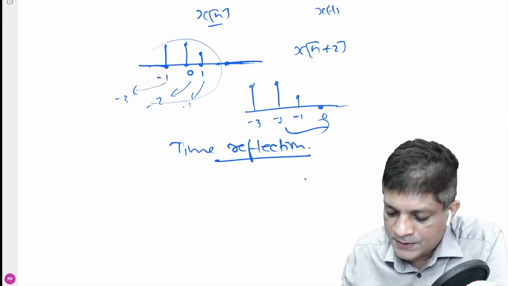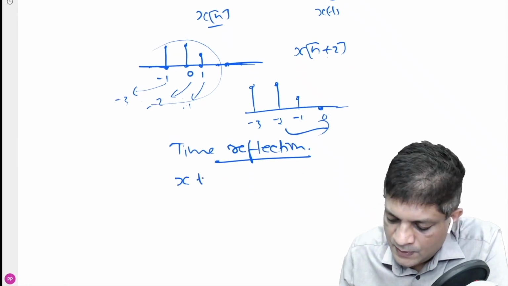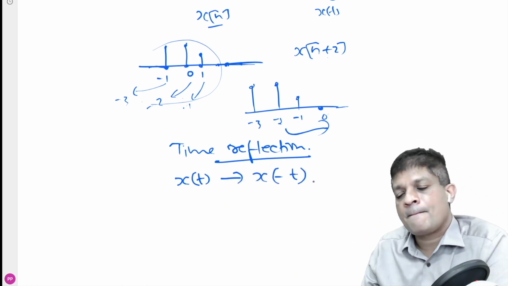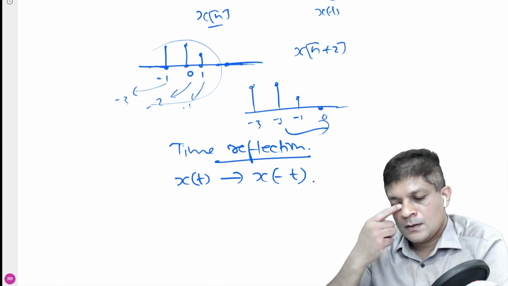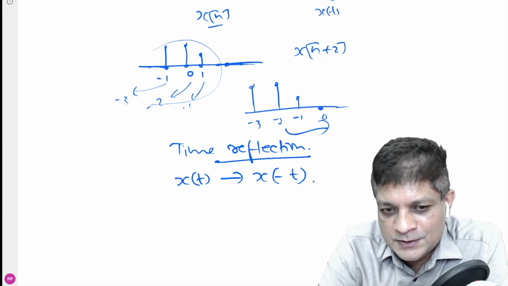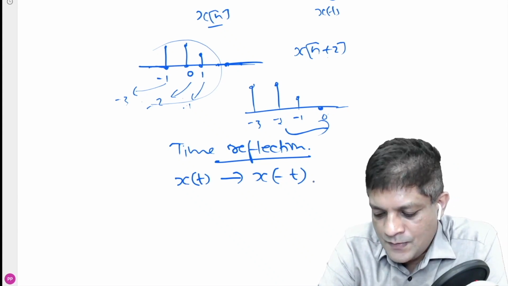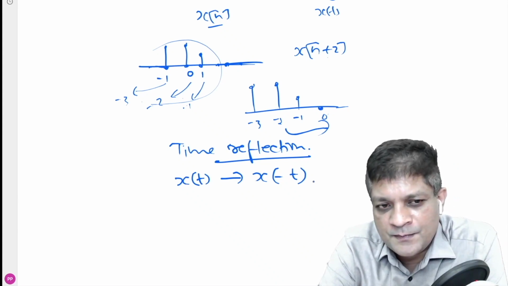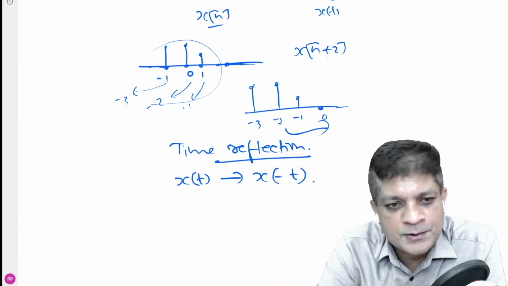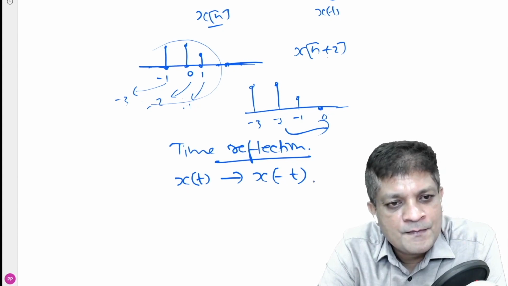The time reflection operation is x(t) to x(-t). Now, how can you visualize that operation? x(t) to x(-t) is a reflection about the y-axis. Is it a reflection about the y-axis? Yes, sir.